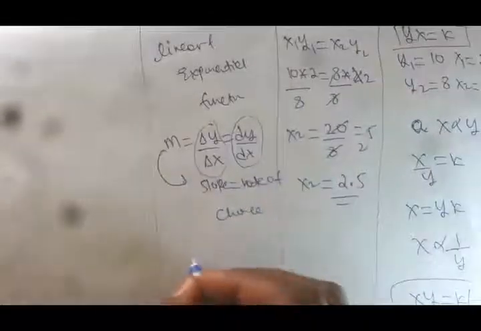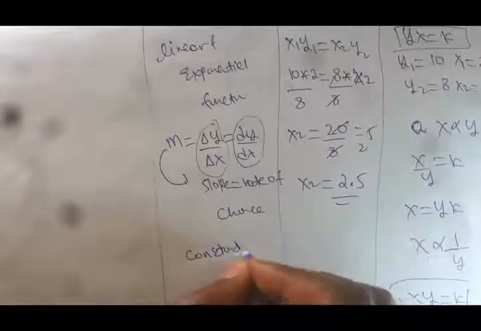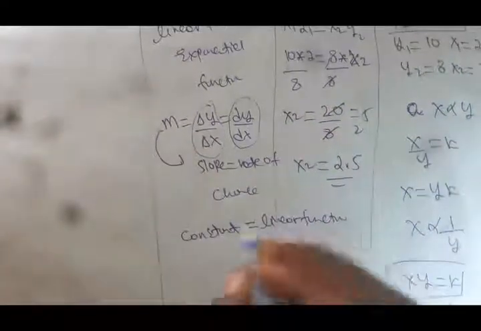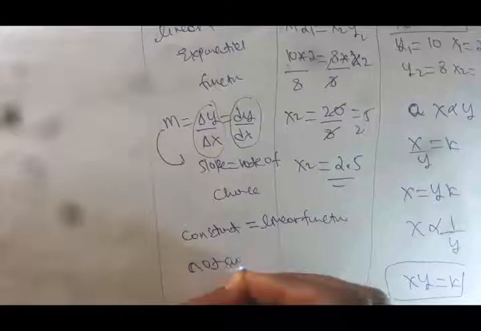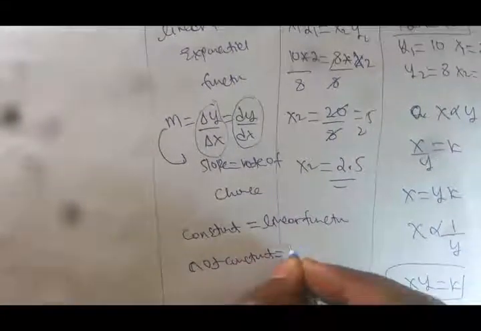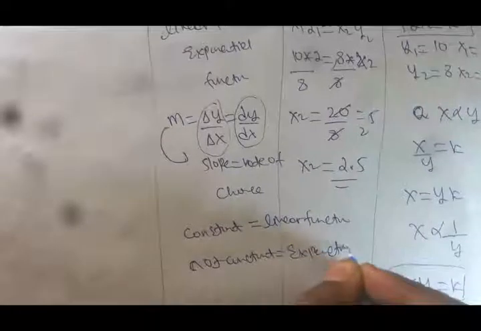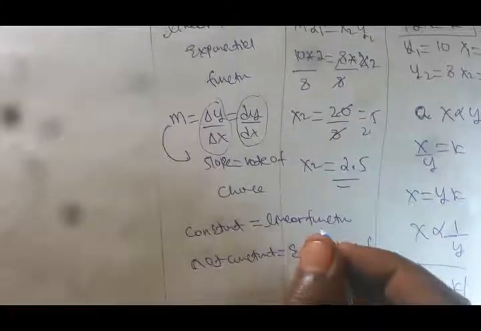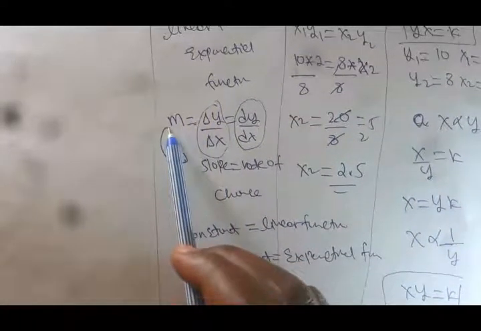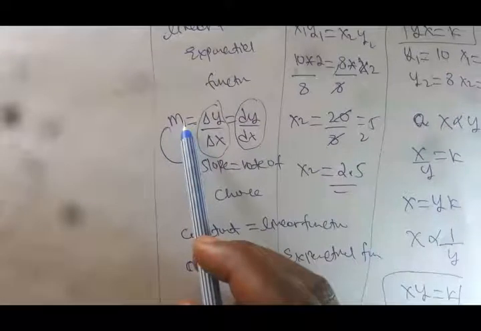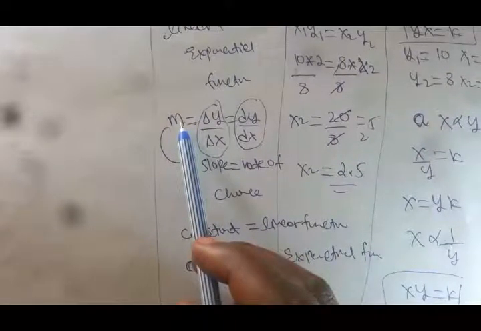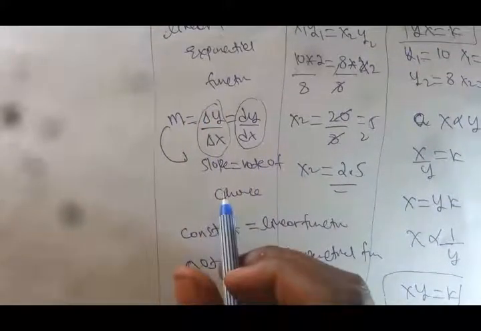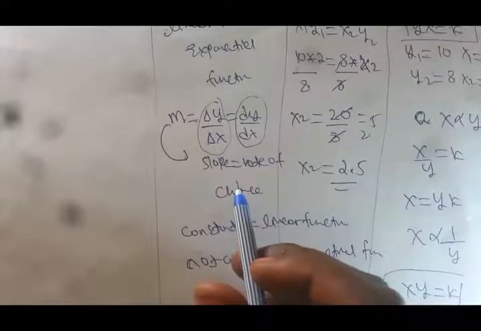If the rate of change is constant, then it is called a linear function. If it is not constant, it is an exponential function. So whenever you are asked what's the difference between linear and exponential function, if the rate of change or slope or m is constant, it is a linear function. And if m or slope or rate of change is not constant, then it is an exponential function. The difference between linear and exponential function is this.